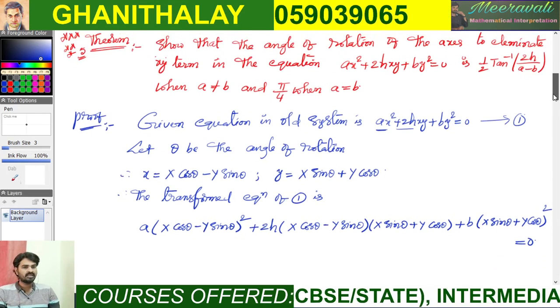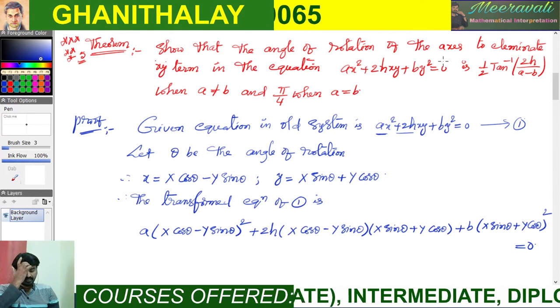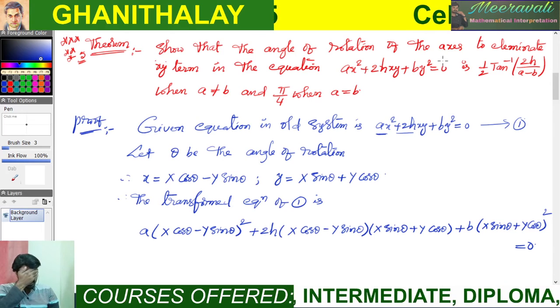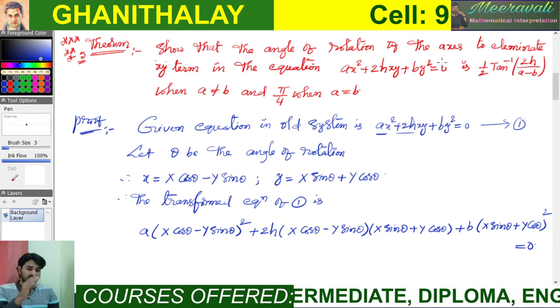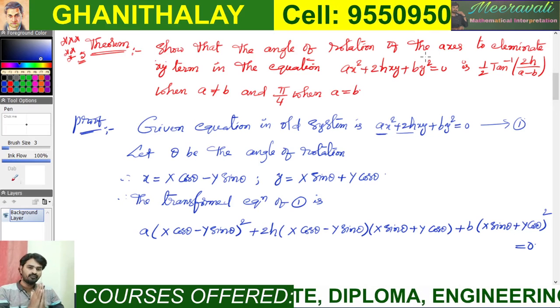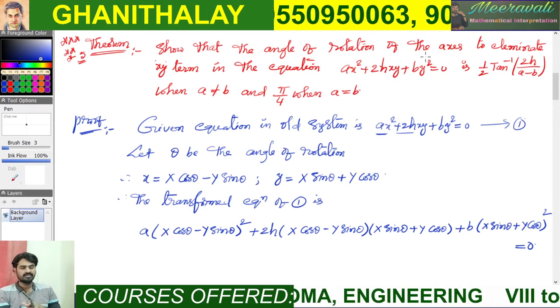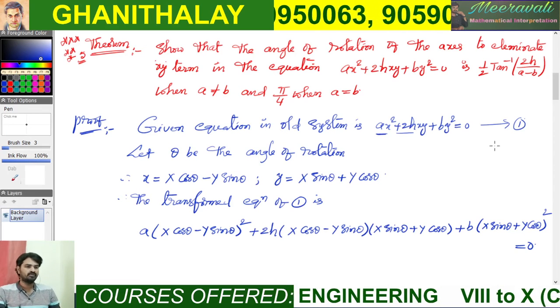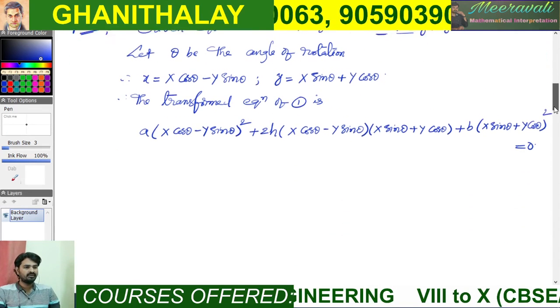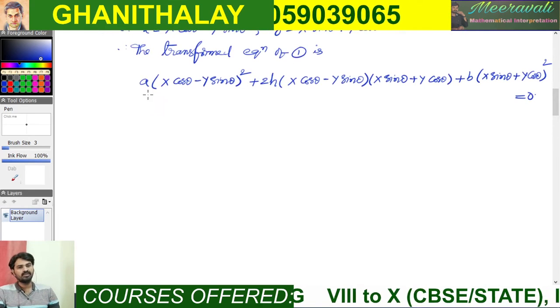For this transformed equation, we have to eliminate the x into y term. Elimination of the x into y term means we are going to make the coefficient of the xy term 0. That means we should find the x into y term here, and its coefficient should be equated to 0.